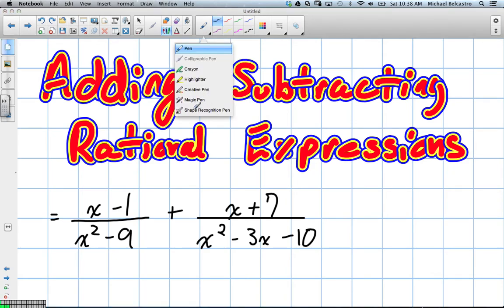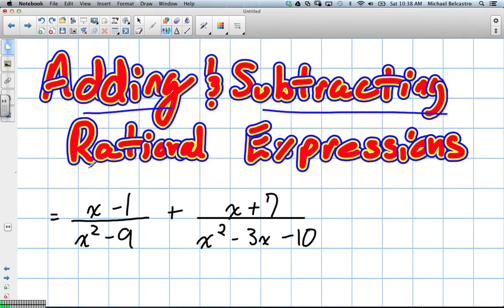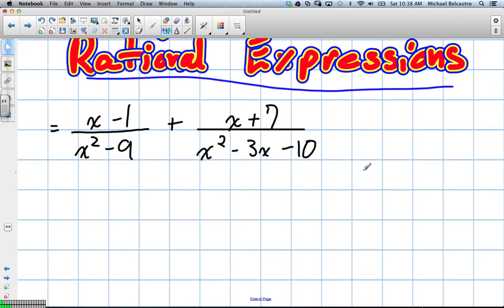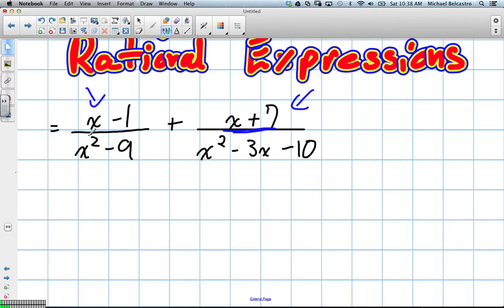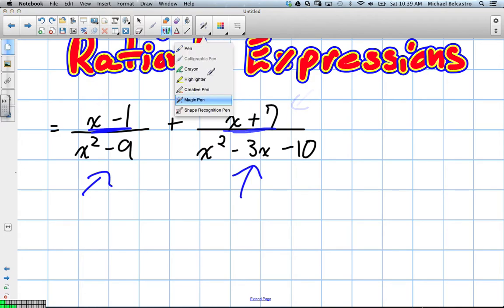Okay, so we're going to go over adding and subtracting rational expressions, which we just kind of did with multiplying and dividing. We still want to simplify first. When we look at the numerators of both of these fractions, they're as simple as they're going to get. The denominators, though, are both quadratics that we can factor. So we'll quickly go through the factoring of each.